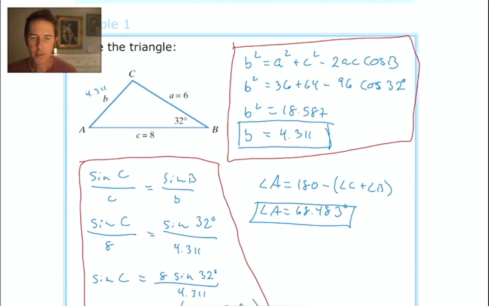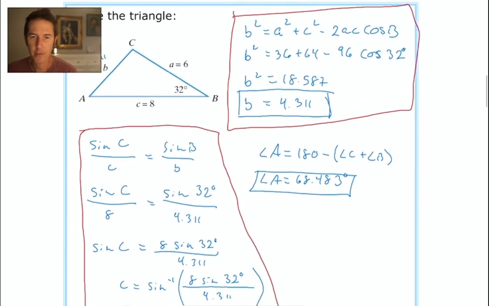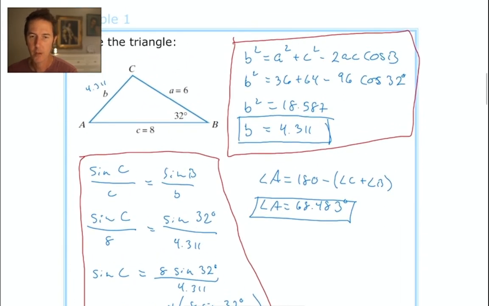Angle B at 32 is pretty small, so side length B is probably going to be your smallest side. And we confirmed that with the 4.31. Side C, measuring 8, is your largest side, so it has to be across from your largest angle measure. We found that C was 79.5 degrees, and compared to the 68.483 degrees, that turns out to be true. So there is that correlation there to sort of reassure us that we got correct answers.